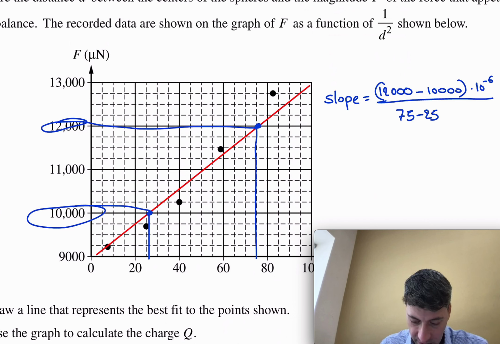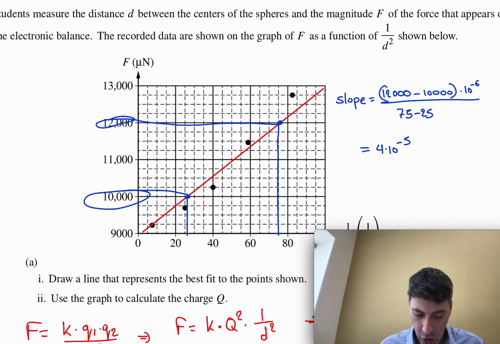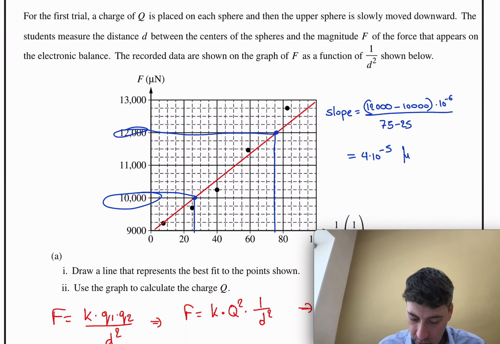75 minus 25, okay, yes, because this is 1 over distance to the power of 2, so we have 2,000 times 10 to the power of -6, all of this divided by 50, so the answer is approximately 4 times 10 to the power of -5. This is the slope, micronewton over 1 over meter squared, so micronewton times meter squared.